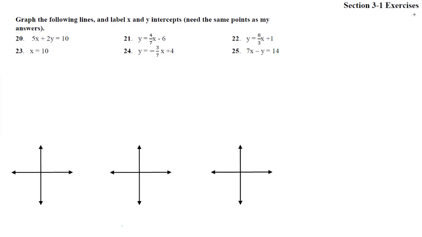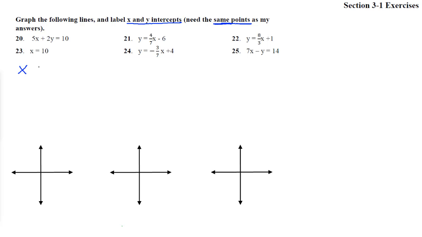Here we are in section 3.1, exercises 20 through 25. It says graph the following lines, label the x and y intercepts. So these need to have the exact same points. On the other ones, you're able to pick and choose any x and y and stick them in and find their partners. Here, we've got to do very specific ones.